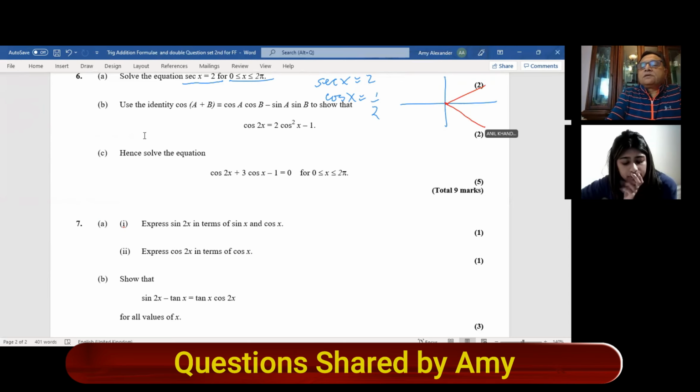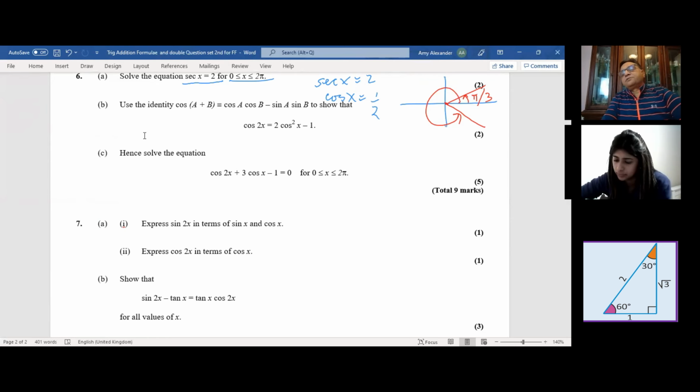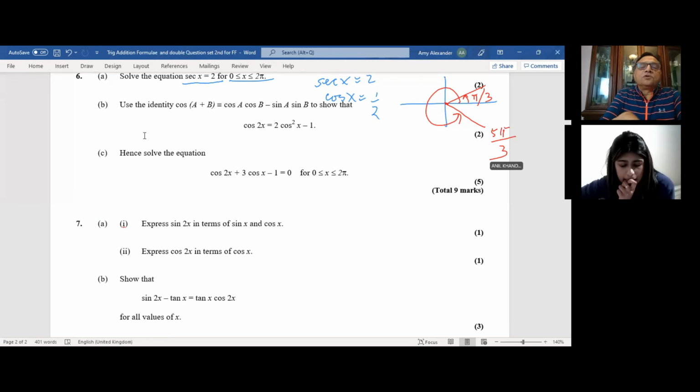So one is this, which is pi by 3, yeah, 1 over 2, right? Pi by 3. And the other one right there is 5 pi by 3. Is that okay? Yeah. So those are the two answers for part A.